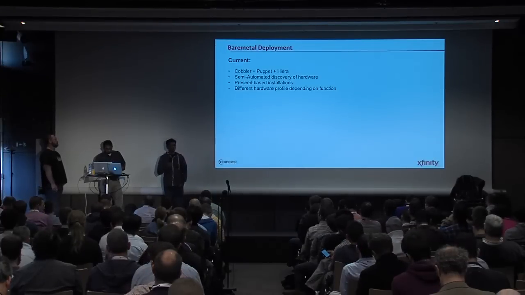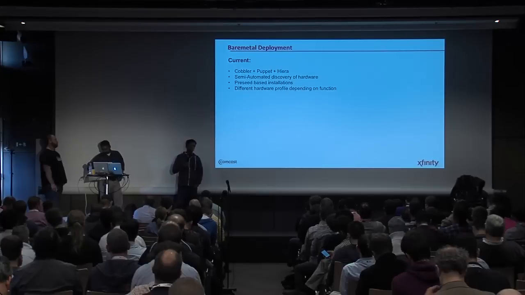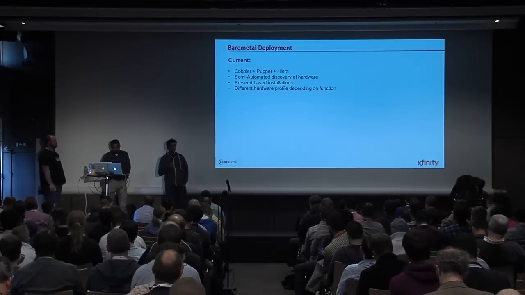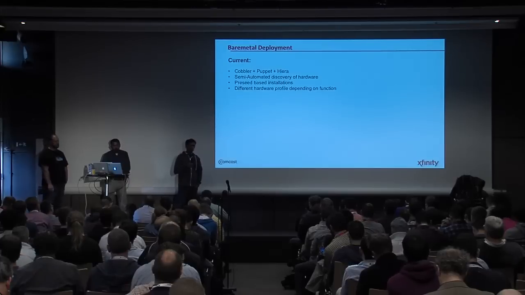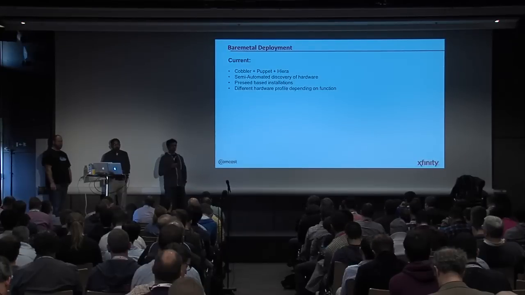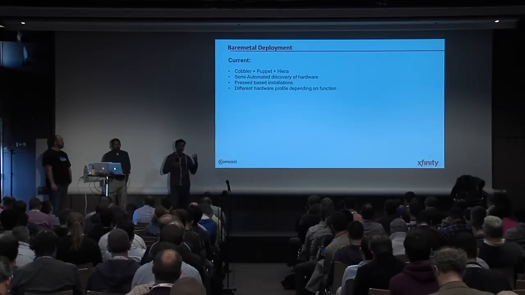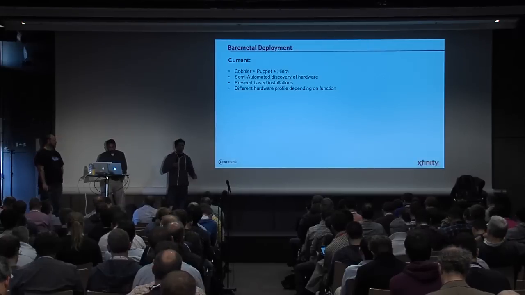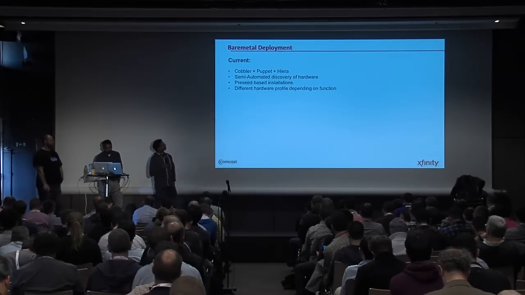So our storage nodes would have more disks, more memory, and might have slower CPUs, and our compute nodes typically have fewer local disks, or SSD-backed disks in case we need ephemeral storage, which is fast. And depending on that, we create preseeds to match the flavor that we want to deploy.